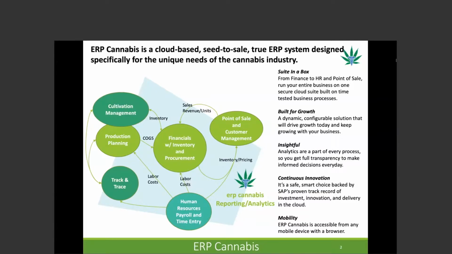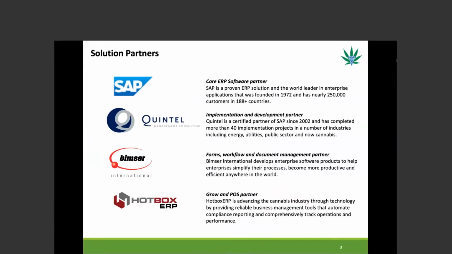So next slide. As you can see, we have a number of solution partners, including, as I already mentioned, SAP, which is the core ERP software partner. So from an ERP perspective, the ERP cannabis solution is well proven. SAP has been around for more than 40 years, nearly 50 years, and has provided ERP functionality to many different industries across the entire world. So certainly a proven functional ERP system.